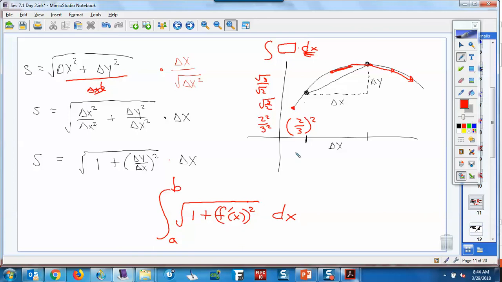And then this would just be from point A to point B. If this is A here and this is B over here, we add up all the strips from A to B, and that we call arc length, or we call that length of curve, either one.